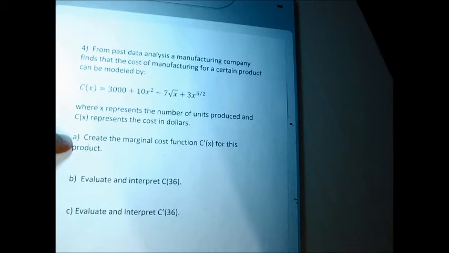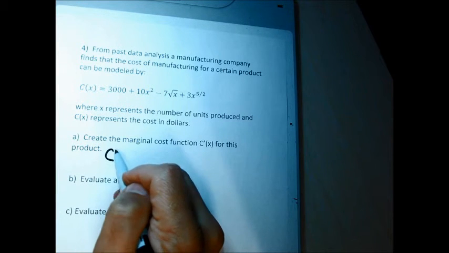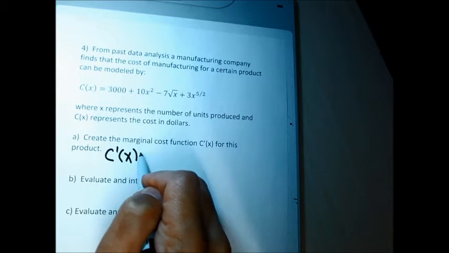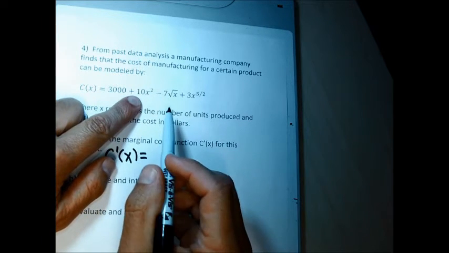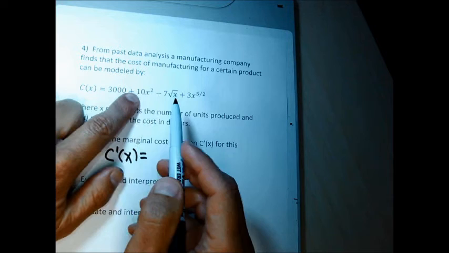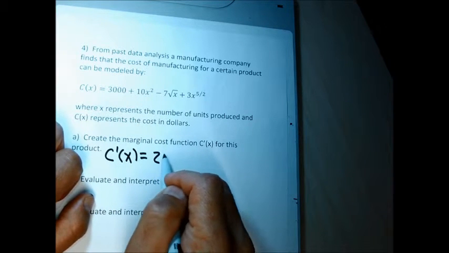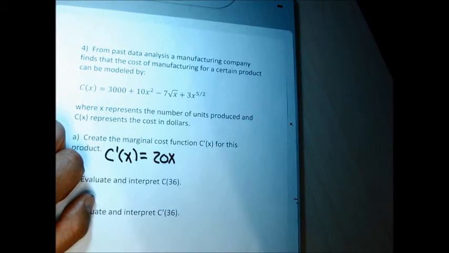Part A says create a marginal cost function, which marginal cost is always just a derivative of a cost function. So I'll do this derivative. I'm going to go c prime of x equals, the derivative of 3,000 is 0. Don't have to worry about it. For 10x squared, its derivative, I'll go 10 times 2 is 20. Lower the exponent to the x to the first power.